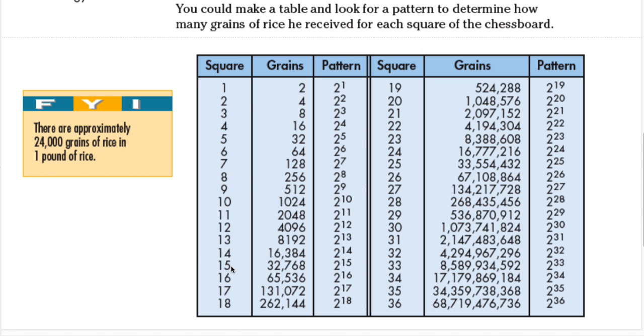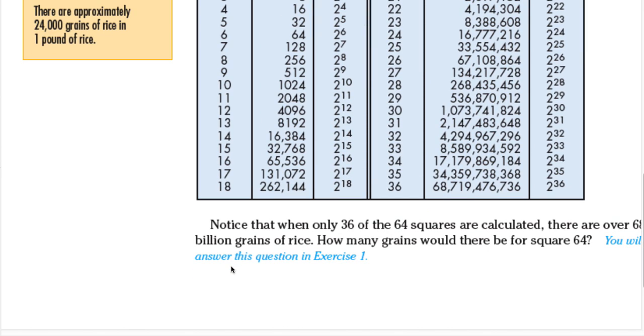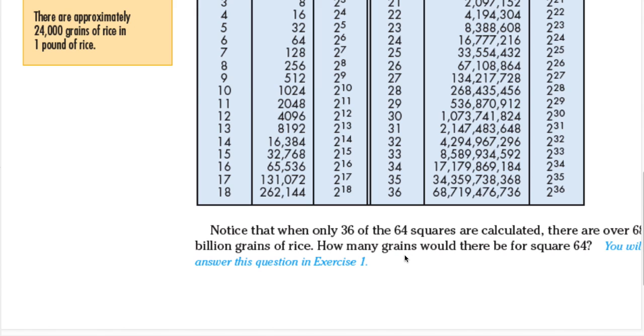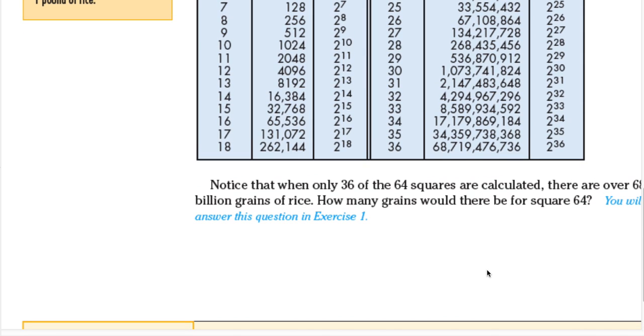Okay? So notice that when only 36 of the 64 squares are calculated, there are over 68 billion grains of rice right here, 68 billion grains of rice. How many grains would there be for 64? And we will solve this in exercise 1. Before we solve this in exercise 1, let's study our pattern.